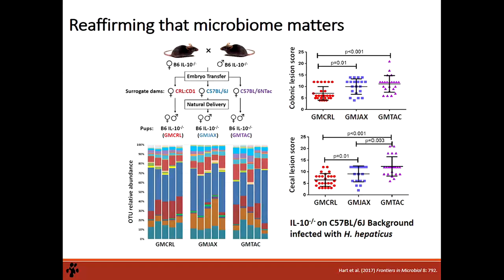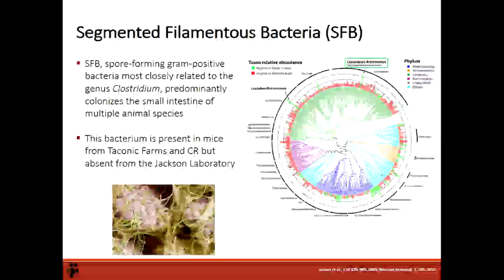This has been reaffirmed in a recent study out of the University of Missouri, which took three different strains of dams that had been embryo-transfer derived on the IL-10s, and embryo transferred into Charles River, Jackson, and Taconic mice, so the offspring have three different flora that you can look at after they've been infected with H. hepaticus. And you can see here again that the Charles River mice, both in the colon and the cecum, have much less pathology than the other two sources of animals with different microbial profiles.